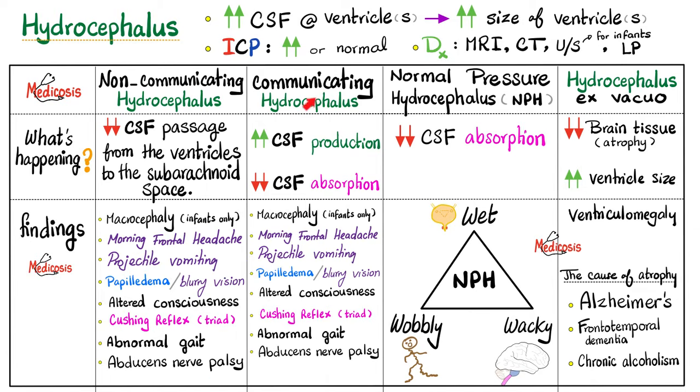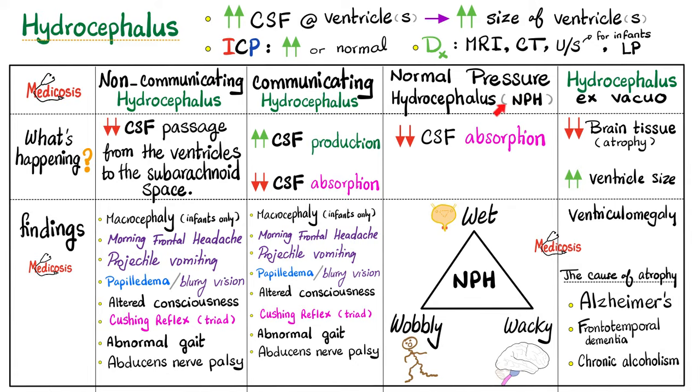How about communicating hydrocephalus? Well, I cannot find an obstruction that I can detect. So how come the patient has hydrocephalus if there is no obstruction? Maybe because the patient is making more CSF than normal, or maybe because the patient is draining less CSF than normal. It's increased inflow but decreased outflow. The clinical findings are very similar.